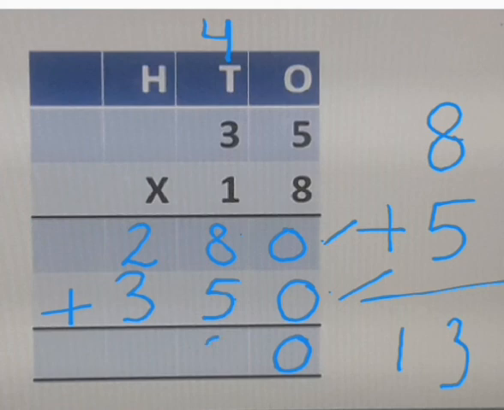But we cannot write 13 completely here because we already have numbers, children, in the hundreds place. So we will write 1 here as a carryover. Now we will add 1, 2 and 3. So it is 6. So 630 is the final answer when we multiply 35 by 18.